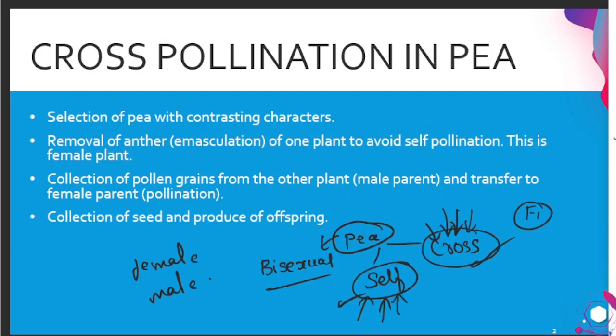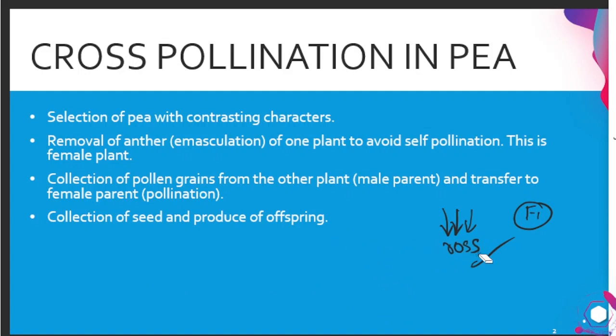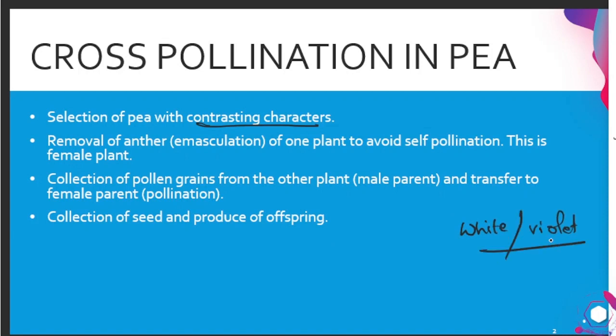So let us see now how Mendel did this cross pollination in case of pea plant. First, select a pea plant with contrasting characters. You're going to take the flower of the pea plant. For example, you have a white flower or a violet flower. Any one flower you take from the pea plant.